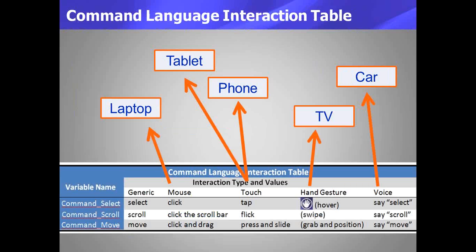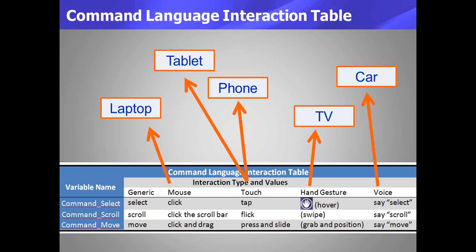One of the things that I do when I'm starting projects now is to put together what I call a command language interaction table, where I think through what the different interaction types are and what my interaction verbs are going to be. This changes a little bit over time and for different platforms. But for the most part, it becomes a pretty standard reference that I go back to.